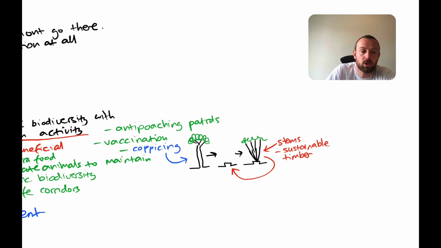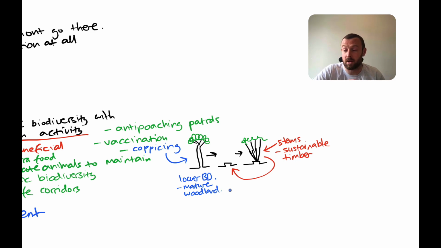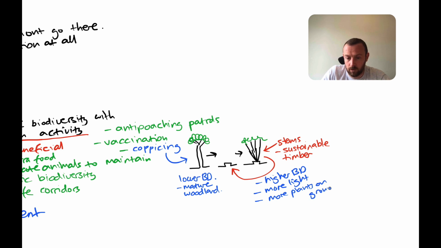The other thing is that in coppiced woodlands, you tend to have more light getting to the forest floor. So sometimes you actually have lower biodiversity in a mature woodland. And actually, I recently was lucky enough to go on a biological field trip at the Field Studies Council down in Juniper Hall near Box Hill. We did a little investigation and we went to mature woodland, far lower biodiversity than in coppiced woodland, because in the coppiced woodland, the main thing was that more light gets to the forest floor, which supports a greater biodiversity of little plant species in the forest. So more plants on the ground. Okay, so that's coppicing.